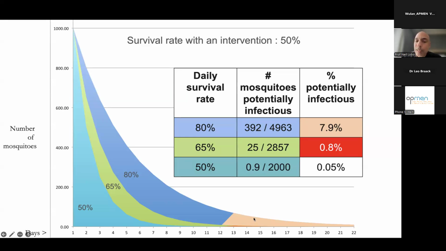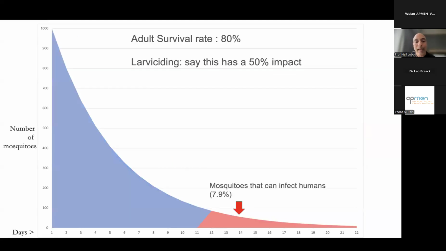Now, what happens when we look at larviciding? And this is an important comparison because the difference is actually quite big. Now, when we look at larviciding, what happens is we basically take the number of adult mosquitoes and drop them, right? So instead of starting at 1,000 mosquitoes, let's say you impact 50% of the adult mosquitoes. You'll start off, instead of starting at 1,000, at 500, because larviciding doesn't impact adult mosquitoes, it only impacts larvae. It basically doesn't have an impact on the age structure or the survival rate of adults. And this is what happens.